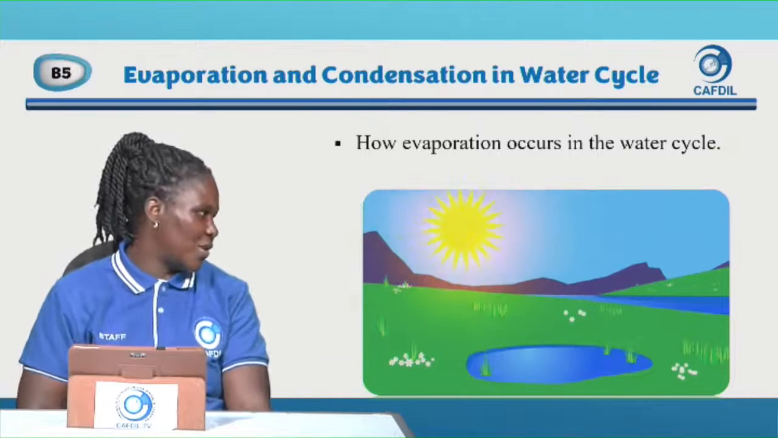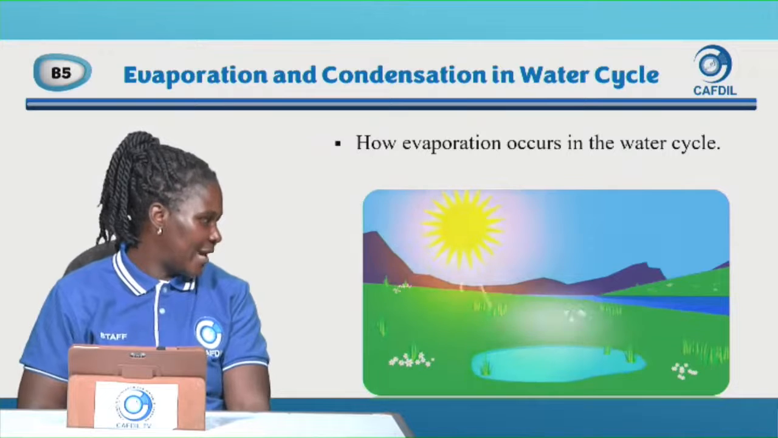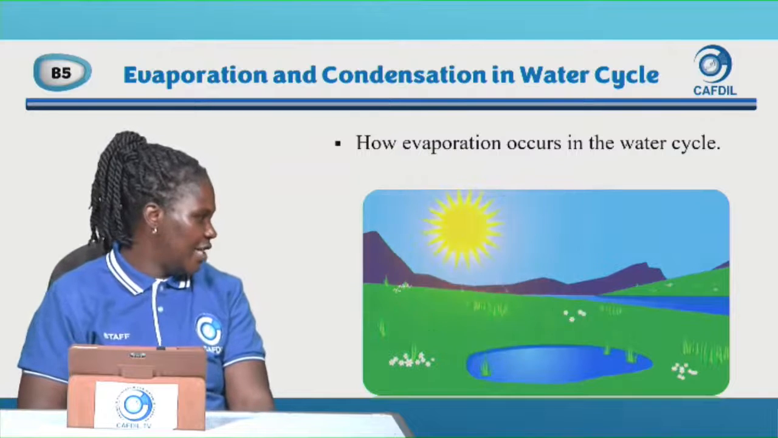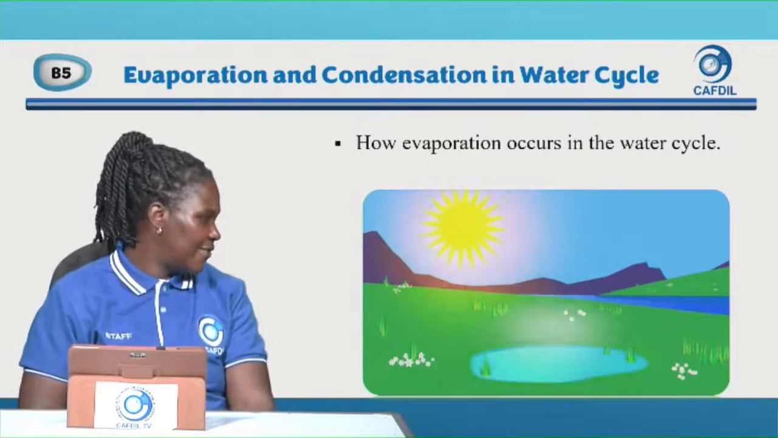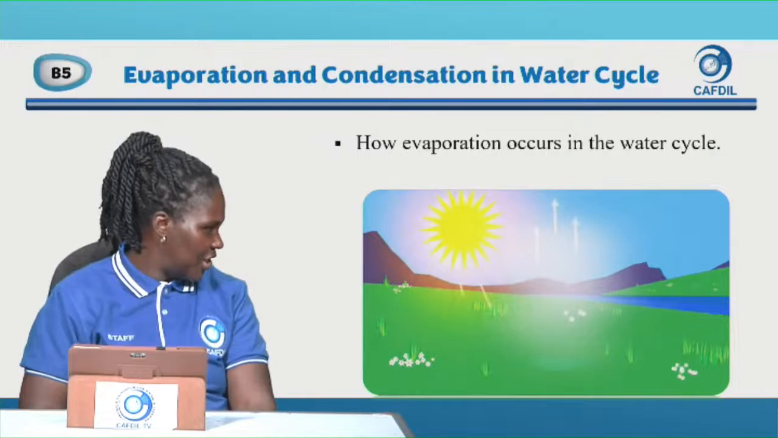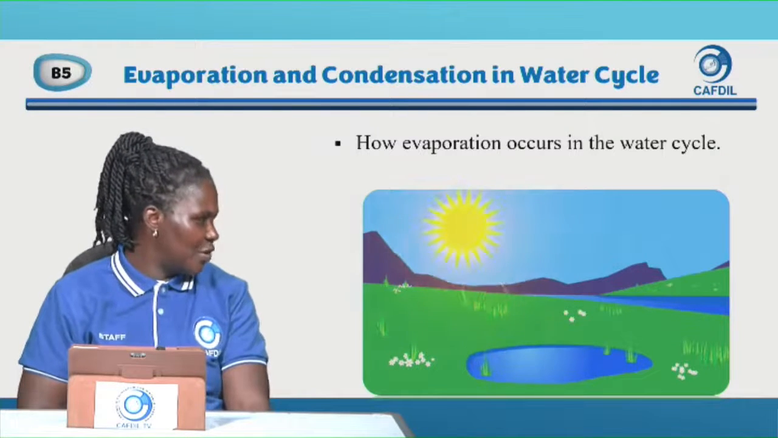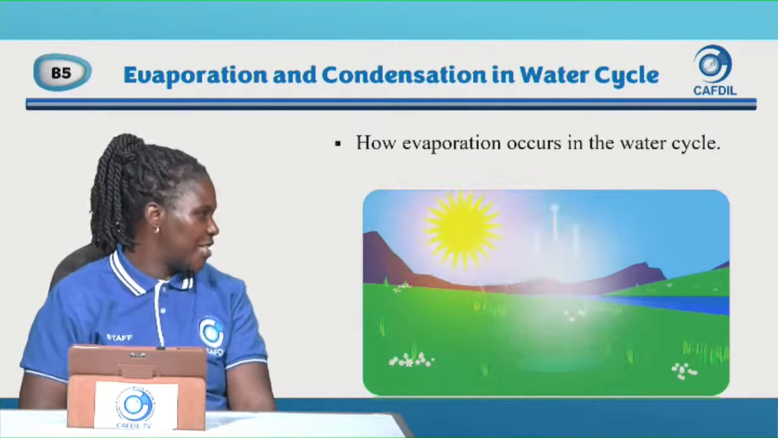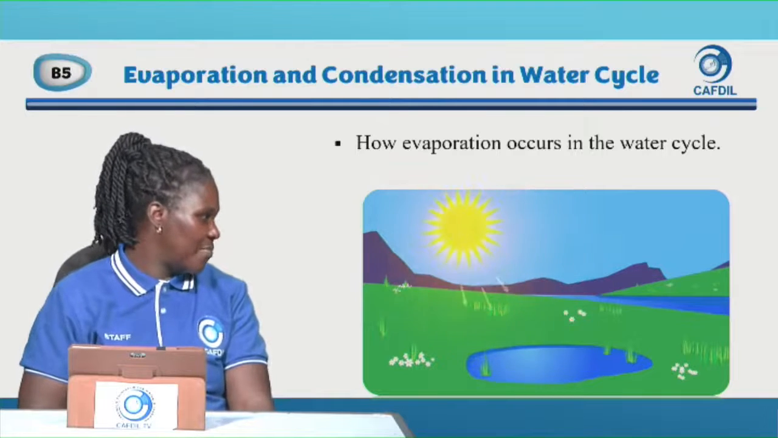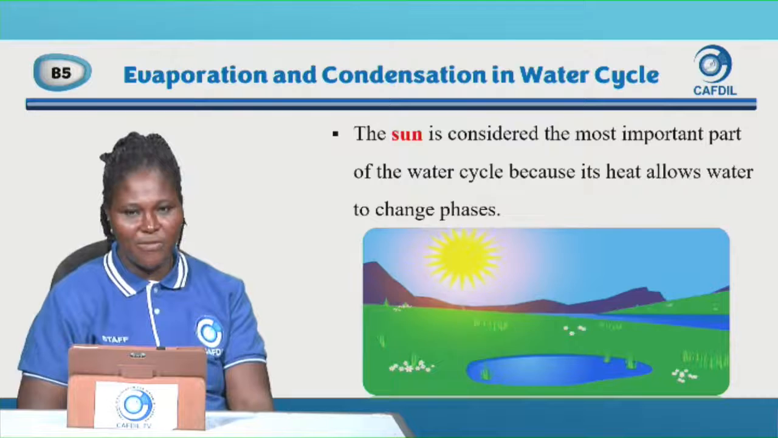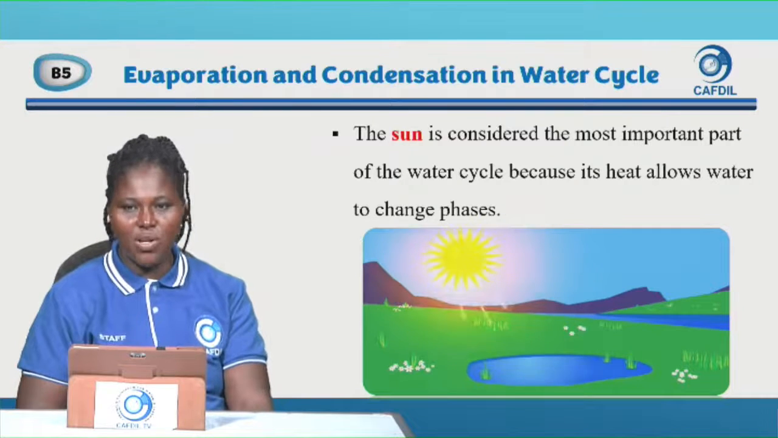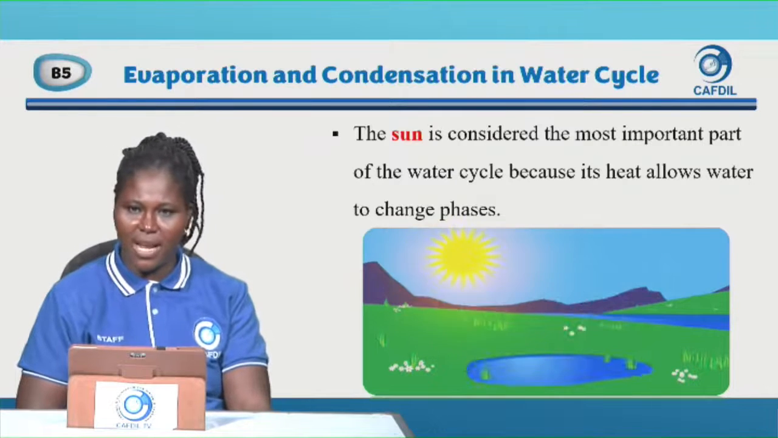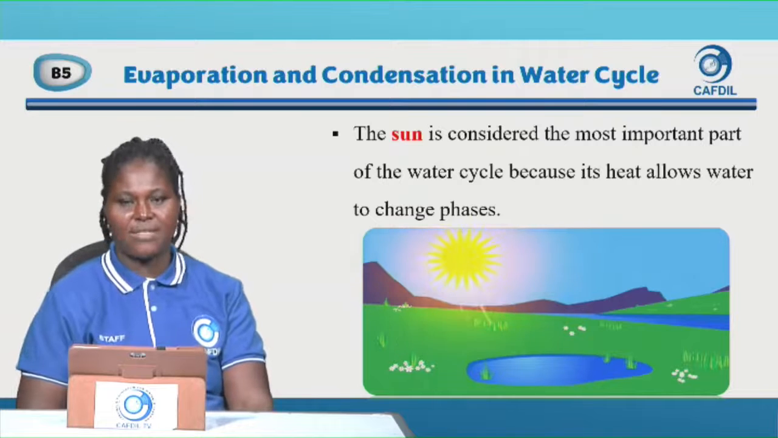Let's look at it. This is a water body, a pond. The sun will shine on it and the water will evaporate. The energy from the sun gives the water energy to evaporate. The individual molecules, 2 hydrogen and 1 oxygen, will be separated and they will evaporate into the atmosphere. So the sun is considered the most important part of the water cycle because its heat allows water to change phases.